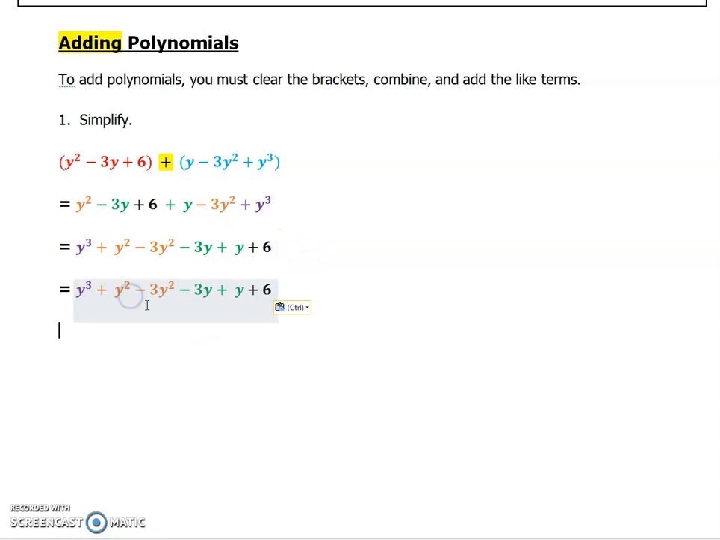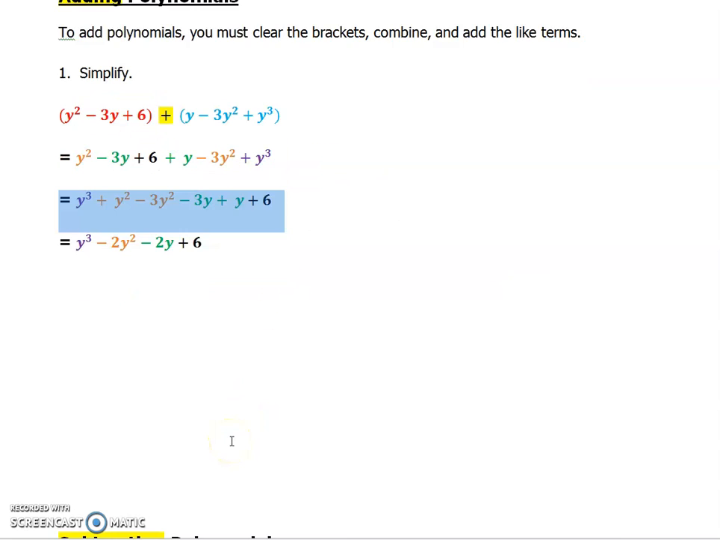So this next step is mandatory, and this is the final answer. The purple is by itself, but you can combine the two oranges. Positive 1 minus 3 is going to give you a negative 2y squared. The negative 3y plus 1y is going to give you a negative 2y. And then the plus 6 is by itself. So this is the final answer. It is definitely mandatory. This step is the one that is not mandatory. But notice that the answer does look a lot simpler than the original question, which is what we meant to do by simplifying. And that's it.